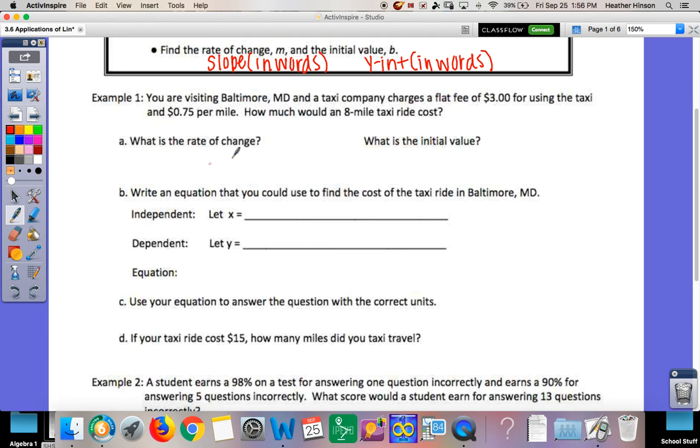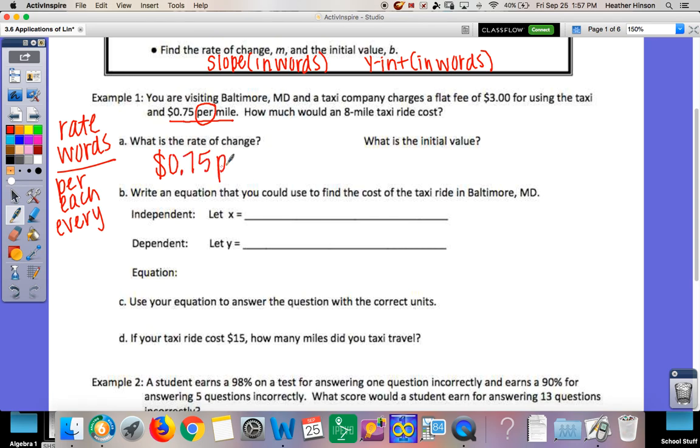So, to find your rate of change, you're going to look for those rate words that we had in the lesson yesterday. You're going to look for per, each, or every. Where in the sentence does it say per, each, or every? Right here. That per is going to give you your rate of change. What's around it is your rate of change. 75 cents per mile. So you just write that under rate of change.